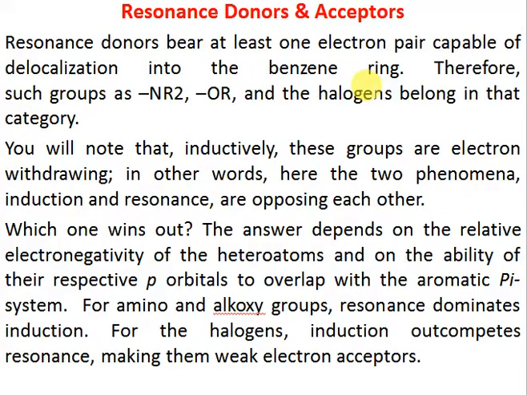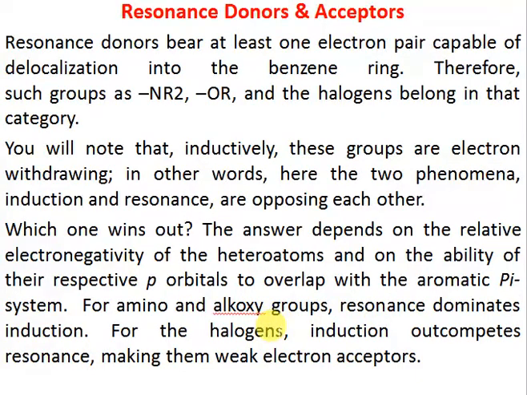Whether the inductive effect will win or the resonance effect will dominate depends on the relative electronegativity of the heteroatom, and also on the ability of the p orbitals to overlap with the aromatic pi system, right? For example, the amino and alkoxy groups: their electronegativity and the ability of their p orbitals to overlap with the pi system are such that the resonance effect dominates, right? The inductive effect is present, but the resonance effect dominates because the p orbitals of these groups overlap much better with the pi system of the aromatic ring. So because of this better overlap, the amino group and alkoxy group have a dominant resonance effect.